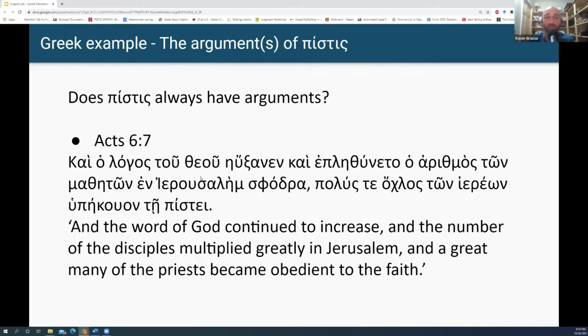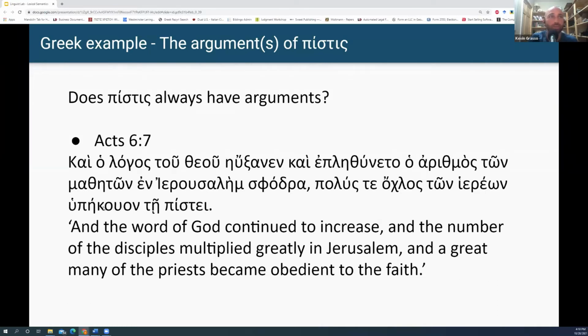So the question then is, does pistis always have arguments? The answer is no. Here is an example where pistis does not have an argument. You can see this at the end: polus te ochlos ton hiereon hupekoun te piste. Okay. And a great many of the priests became obedient.